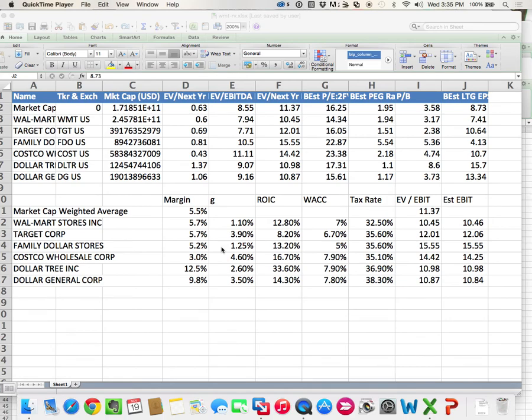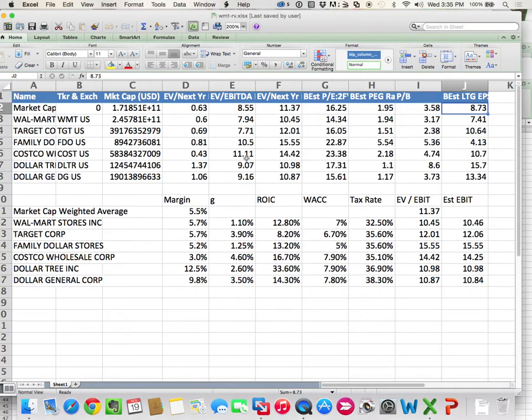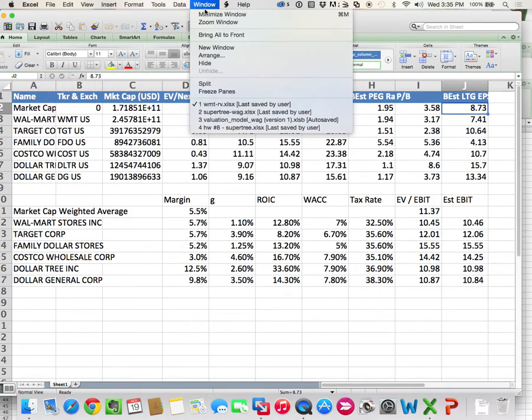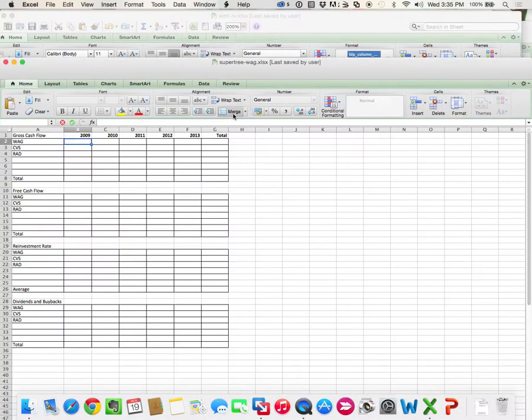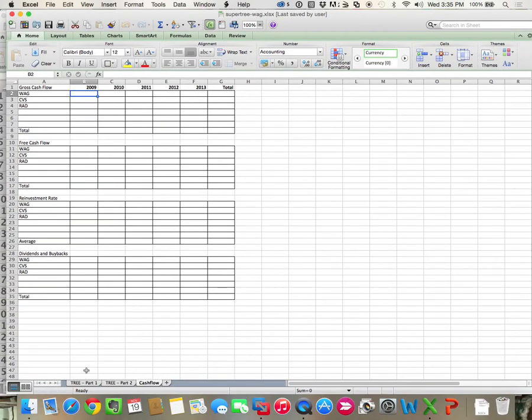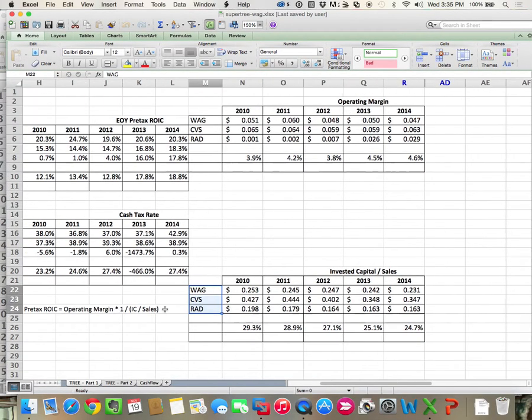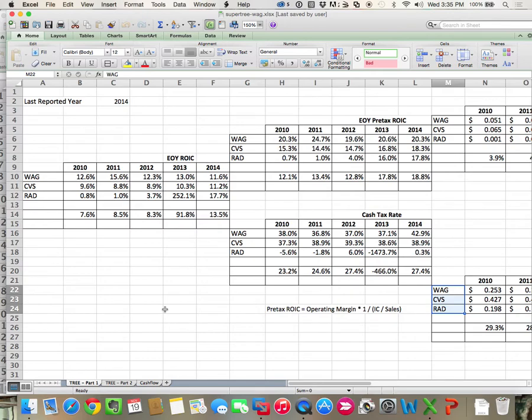All right, so today, as I said, we're going to do two things. One, we're going to go over the super tree homework assignment, and two, we're going to go over the group projects. So let's start out with the super tree for Walgreens, CVS, and Rite Aid.